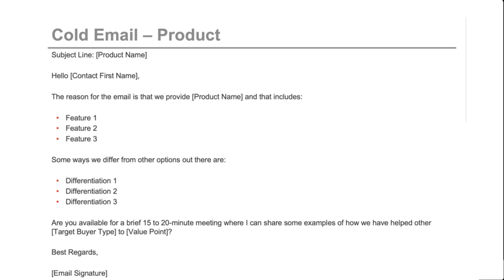Here's a product email. The reason for the email is that we provide product X, and that includes this, this, and this. Some ways we differ from other options out there are we're easier, we're cheaper, we're better. Are you available for a brief meeting? Those are just a few examples of how we can use your building blocks to create email messages.